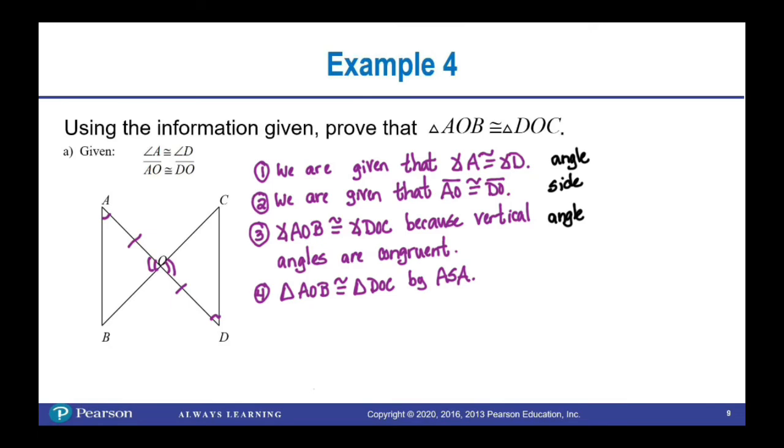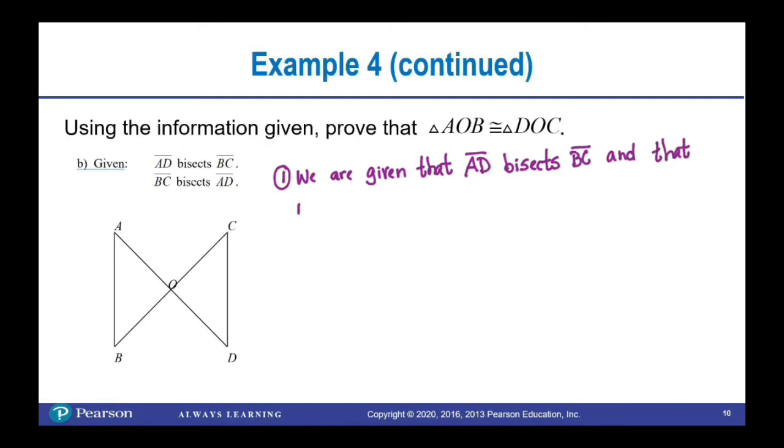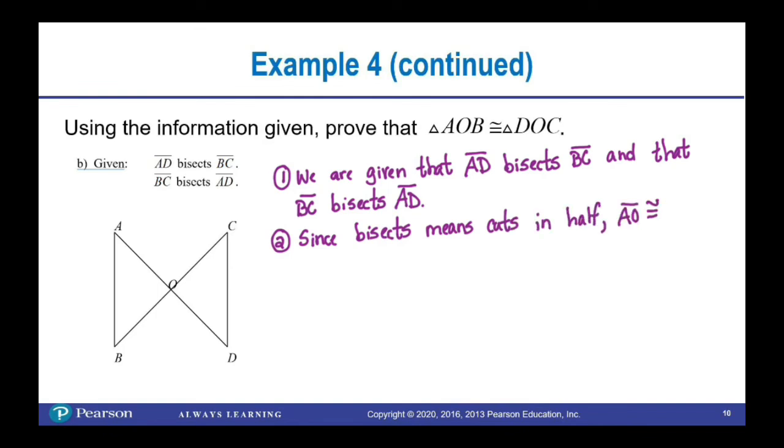Let's look at another example. In part B, we're again asked to prove that our triangles are congruent. When we have a proof, we almost always start with the given information. So I'm going to say that we are given that side AD bisects side BC and that side BC bisects side AD. So what does bisect mean? Well, bisect means cut in half.